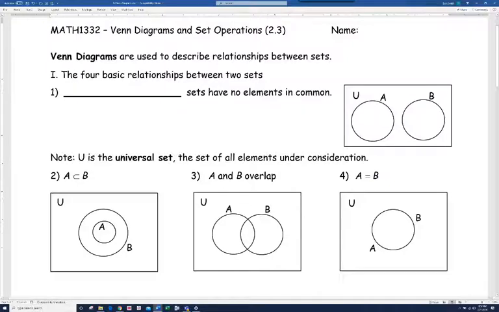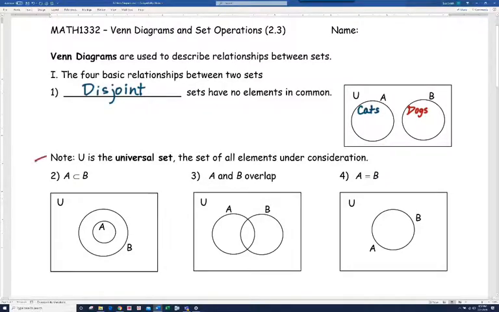So first of all, there's 4 basic relationships between 2 sets. The first type is what we call a disjoint relationship, or we say disjoint sets have no elements in common. As an example, if you say A is the set of cats and B is the set of dogs, well, certainly there are no members that are in both sets. So these are disjoint sets.